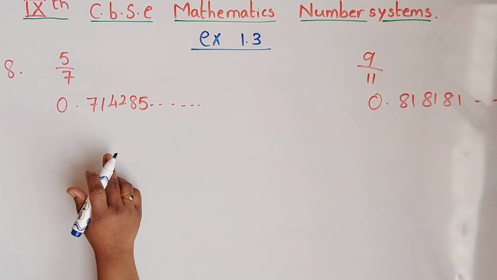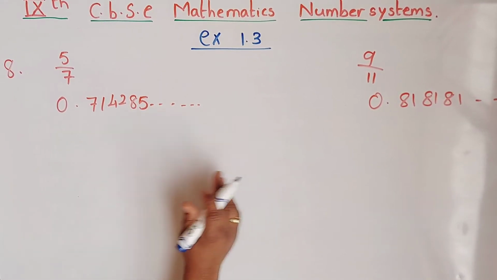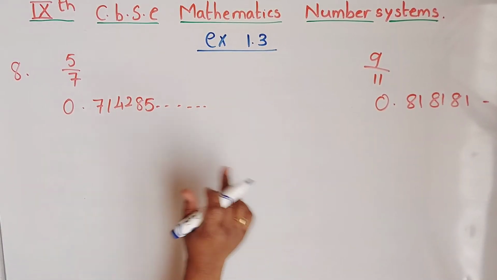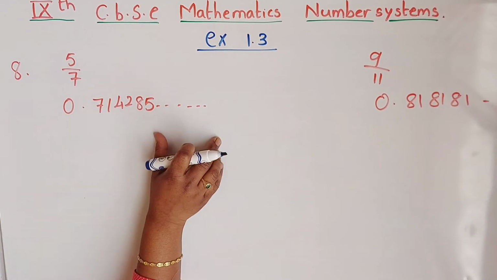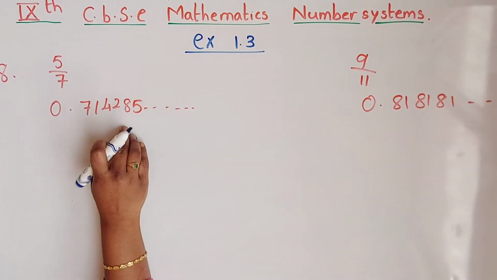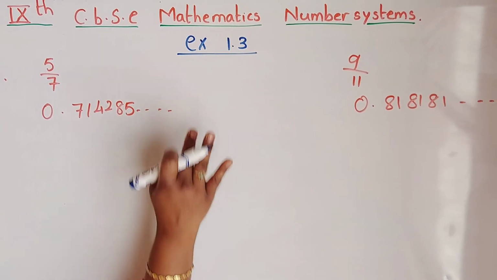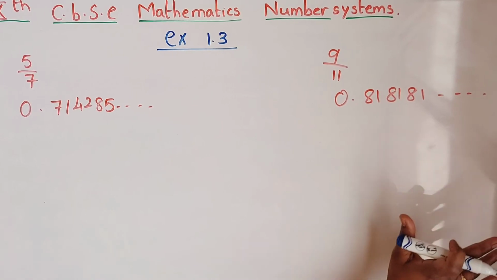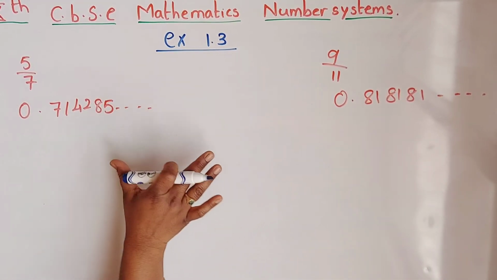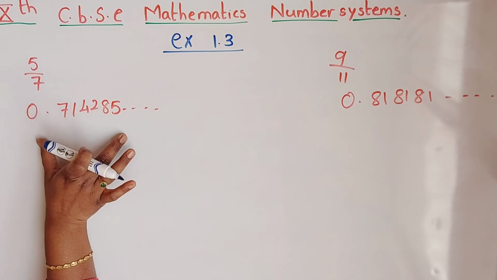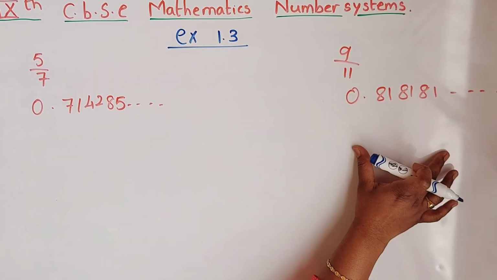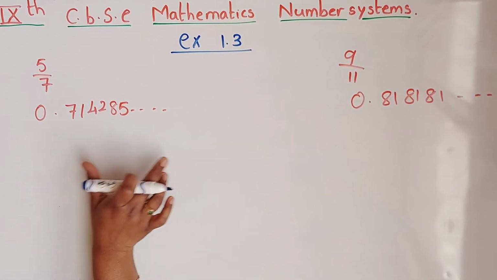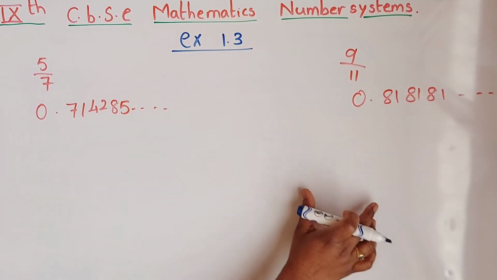Eighth question, children. Find 3 different irrational numbers between the rational numbers 5 by 7 and 9 by 11. 5 by 7, after decimal representation, I got 0.714285, so on. And 9 by 11, I got this number 0.818181, so on. In between, we have to find 3 irrational numbers. Here 0.71 and 0.81. So our irrational numbers should be between 0.71 and 0.81, children.